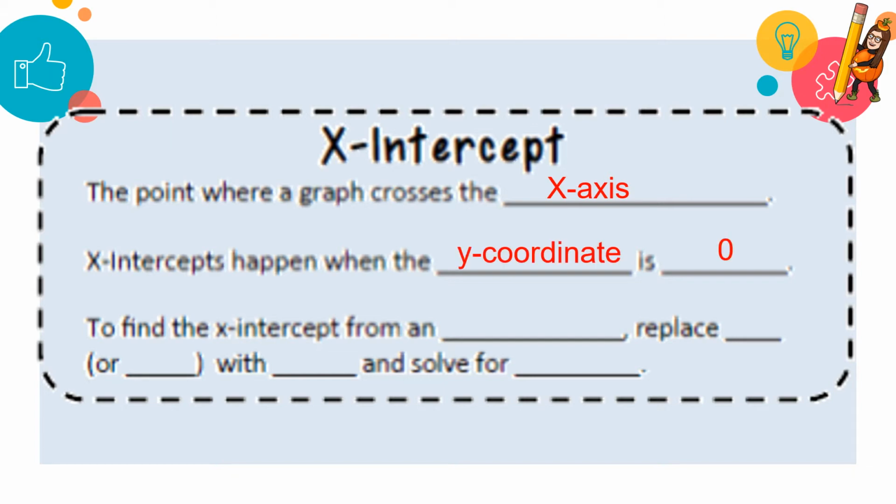X-intercepts happen when the y-coordinate is 0. Just think about a graph. If I was to plot it on the axis, that would mean it'd be a number, comma, 0. To find the x-intercepts from just an equation, we're going to replace f of x, or y, with a 0 and solve for x. That makes sense. If the y is always going to be 0, then plug in 0 for y. And then we're going to use all our previous knowledge from the previous unit to solve for the variable.